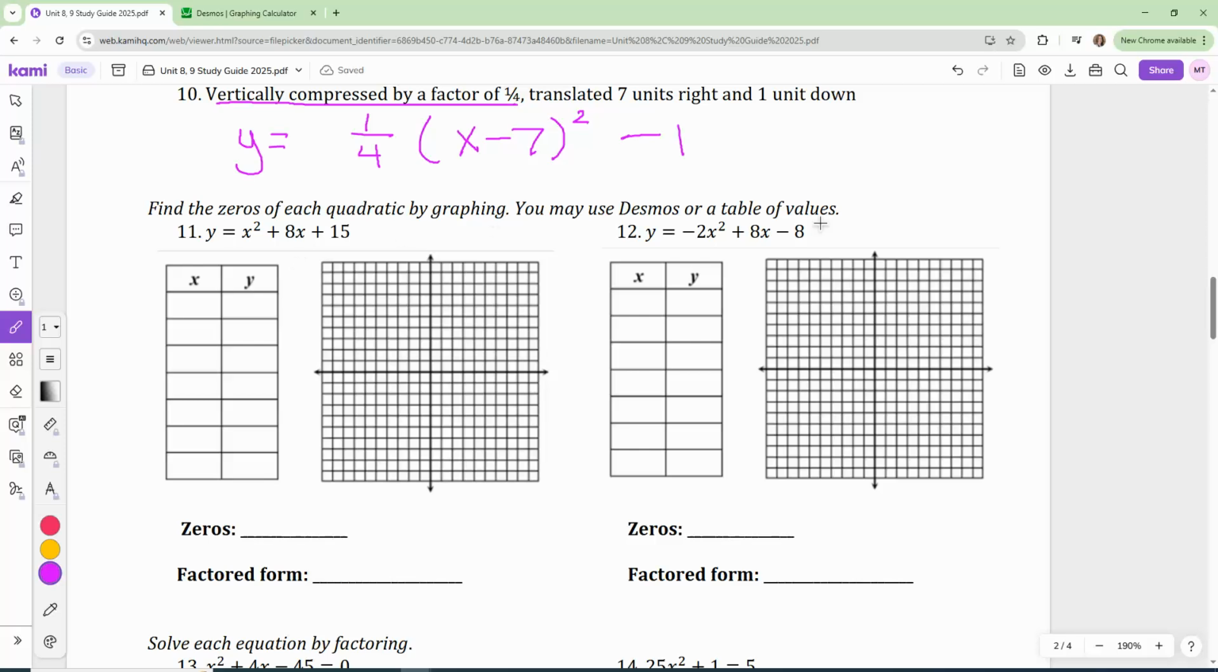So then we got into the ones where I'm asking you to find your zeros by graph. If I give you a table, you have to fill in the table, but you can use Desmos to help you. Number 12, how do we find the vertex? Over 2a. My a is -2, my b is +8. So the opposite of b would be -8 over 2 times a, which is -2. So we get -8 over -4, which is 2.